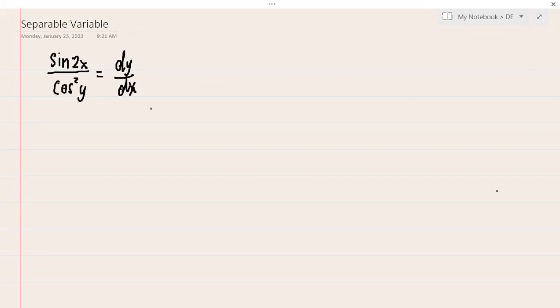So, paano to? Parang ano lang to nung first problem, i-cross-multiply mo lang sila. If you're going to cross-multiply, this would be sine of 2x times dx is equal to cosine squared of y times dy. O di ba? It's easy. Now we can integrate both sides.